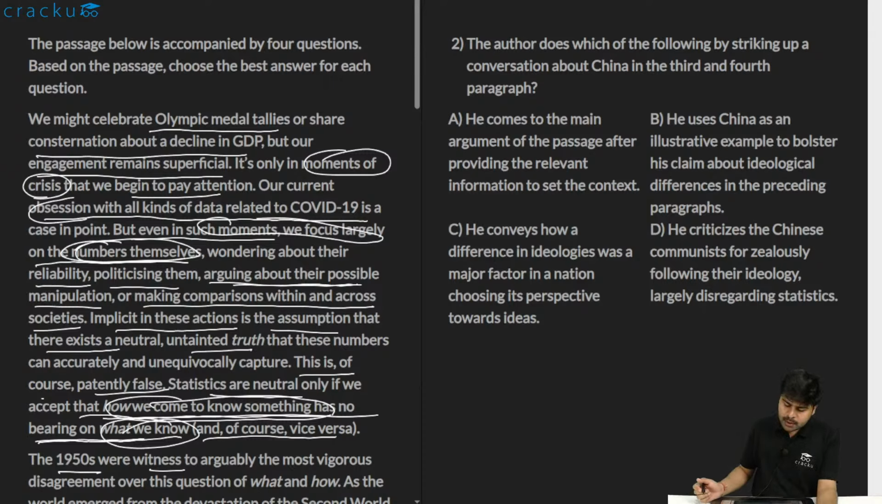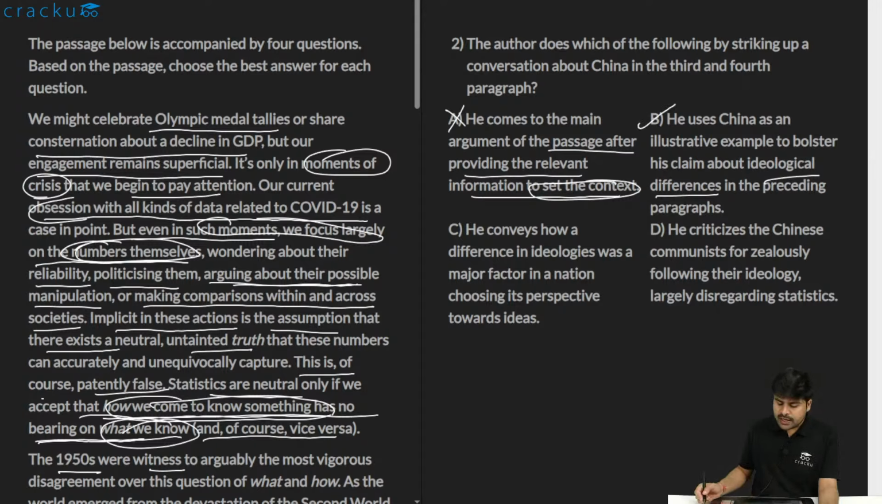A says he comes to the main argument of the passage after providing the relevant information to set the context. Is he trying to set the context? No, he had already set the context in the first paragraph. He already discussed much of it. Right? China was only an example. So this is incorrect. He uses China as an illustrative example to bolster his claim about ideological differences in the preceding paragraph. So yes, there were ideological differences in the ways statistics was perceived, and China was an example of that. So this is probably the correct answer.